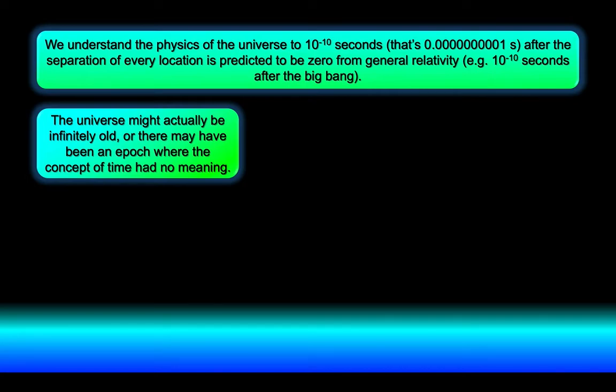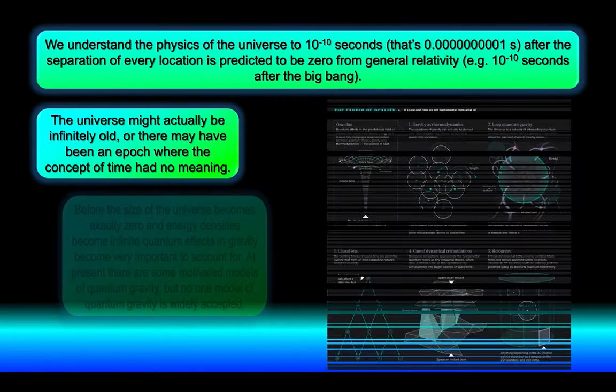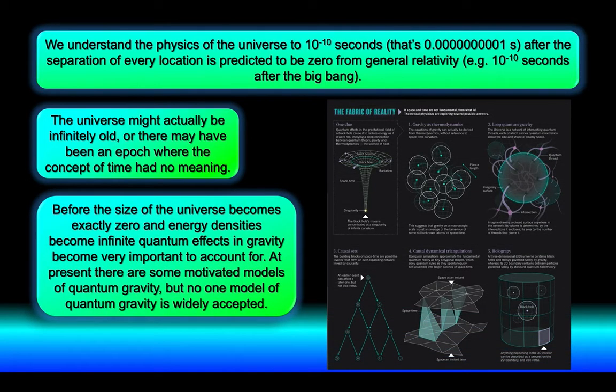There might be some important properties of quantum physics that will affect the way in which space-time behaves that we don't really know about yet. There might have been an epoch when the concept of time had no meaning at all. There are some motivated pictures of how space-time might behave before the universe actually achieved 0 size and infinite energy density. But for now, all of these are just speculative, and there's no one model that is widely accepted.